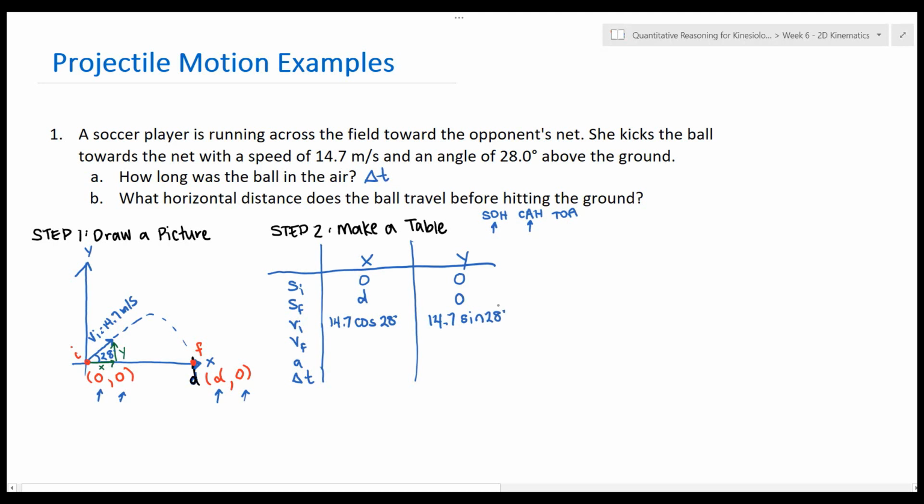All right, V final. That's the speed when it's hitting the ground again. We don't really have any information about that, so we're just going to leave that blank. The question's not even asking us about that. A lot of people have a misconception that the final velocity is 0, so that when an object hits the ground, it comes to a stop. But when we talk about final velocity, we're not talking about what the speed is after it hits the ground and then comes to a stop.